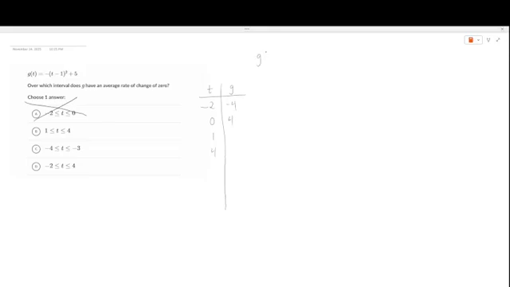Okay, so now we will start off with 1. So 1 take away 1 would equal out to 0. 0 to the power of 2 would be 0. And yeah, so 0 plus 5 would equal 5. So that's for point 1.